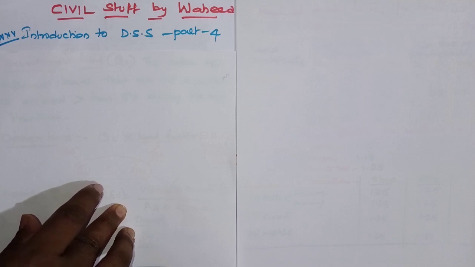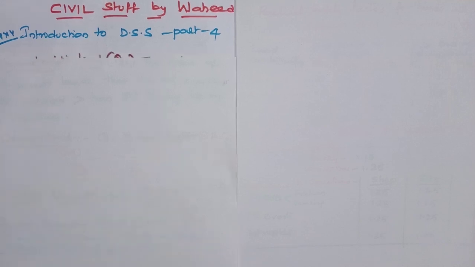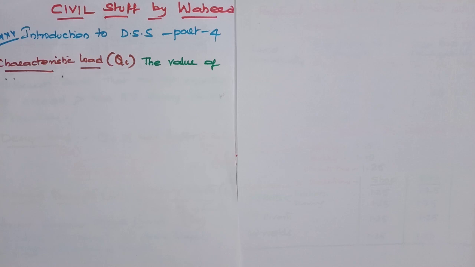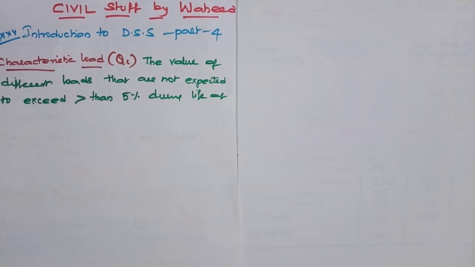Today we'll try to discuss the introduction to DSS, Design of Steel Structures, Part 4. And coming to here, we'll see some of the definition parts. What do you mean by a characteristic load?